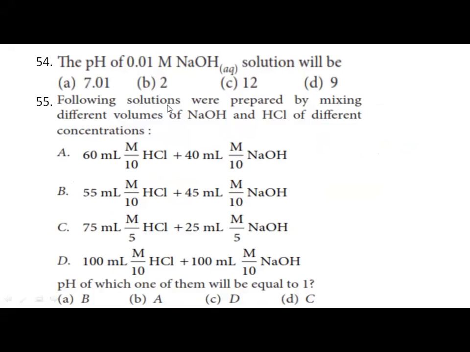Next question. Following solutions were prepared by mixing different volumes of NaOH and HCl of different concentrations. 60 ml M/10 of HCl, 40 ml M/10 of NaOH; 55 ml M/10 of HCl, 45 ml M/10 of NaOH; 75 ml M/5 of HCl and 25 ml M/5 of NaOH; and 100 ml M/10 of HCl plus 100 ml M/10 of NaOH. pH of which of them will be equal to 1? Okay, let us see. They have said NaOH and HCl.